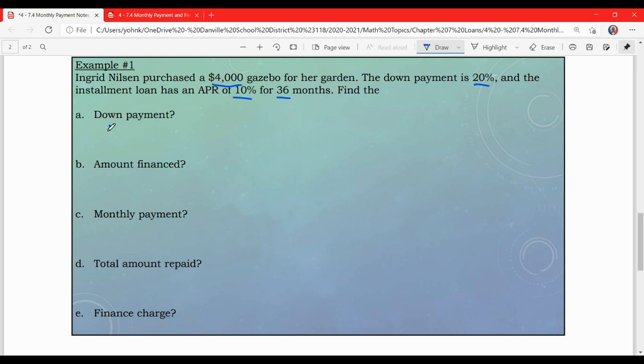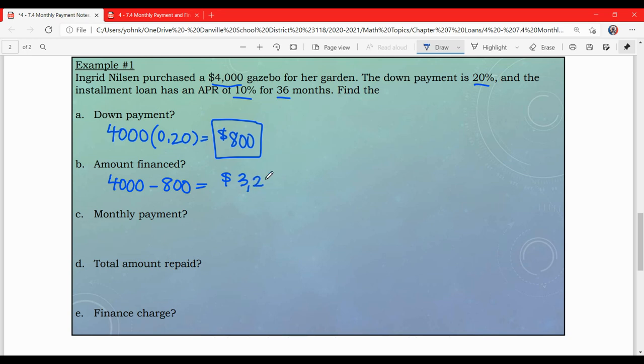The down payment is found by taking the amount of the cash price, $4,000, and multiplying it by the down payment percentage, which is 20%. If I multiply this, I get a down payment of $800. Okay, that's review. Part B, find the amount financed. Well, this is also from section 7.3. We take the cash price and we subtract the down payment. And that says that we're going to finance $3,200.